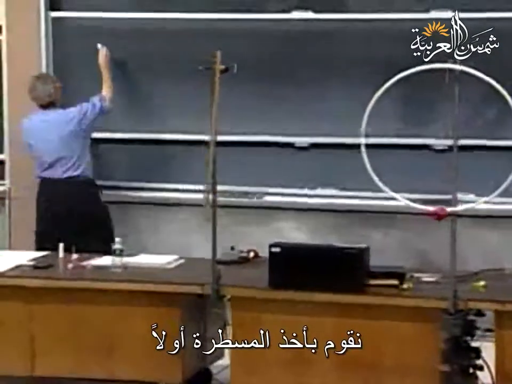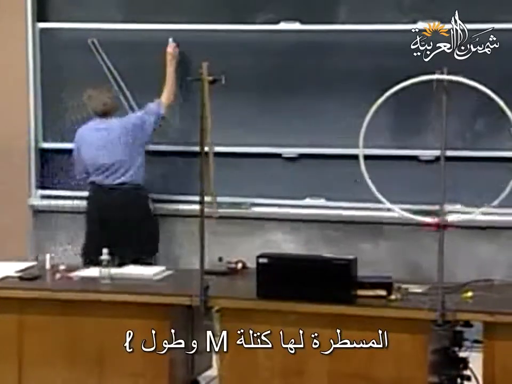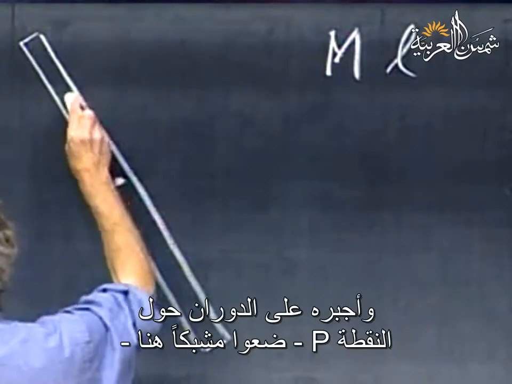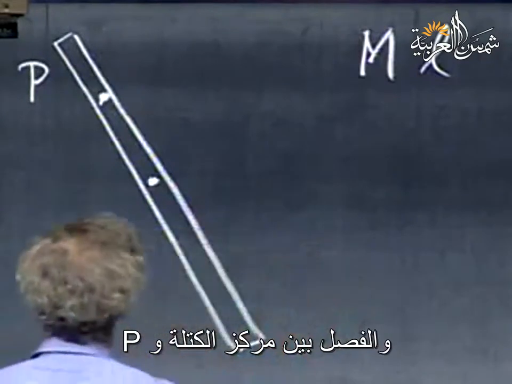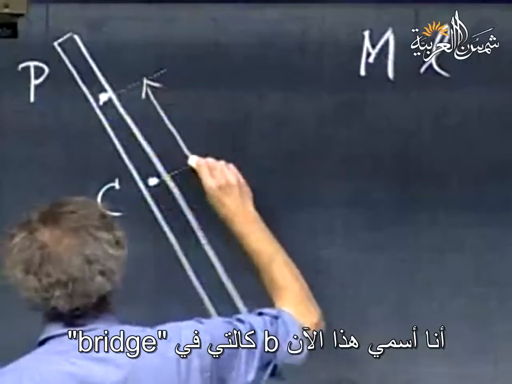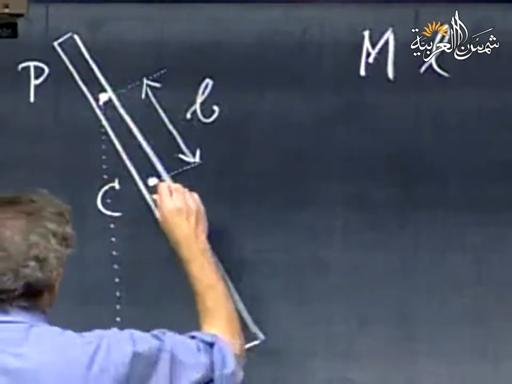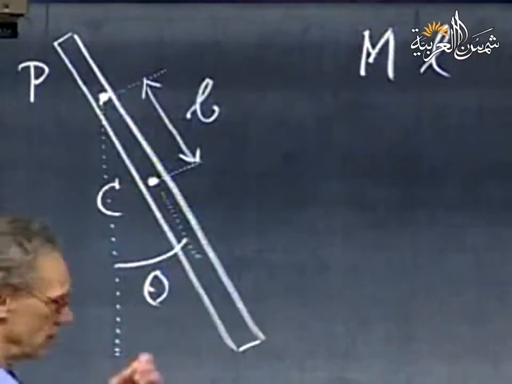So we first take the ruler. This is a ruler. The ruler has mass m and length L. This is the center of mass of the ruler, and I force it to rotate about point P, put a pin through there, nearly frictionless, and the separation between the center of mass and P, I call that now B, as in bridge. This angle is theta. It rotates about a pin perpendicular to the blackboard.